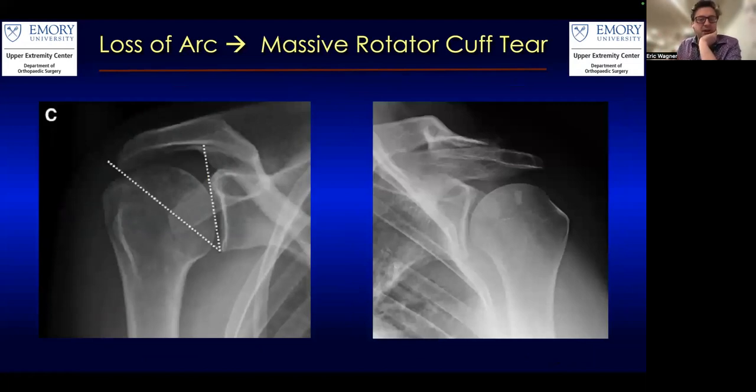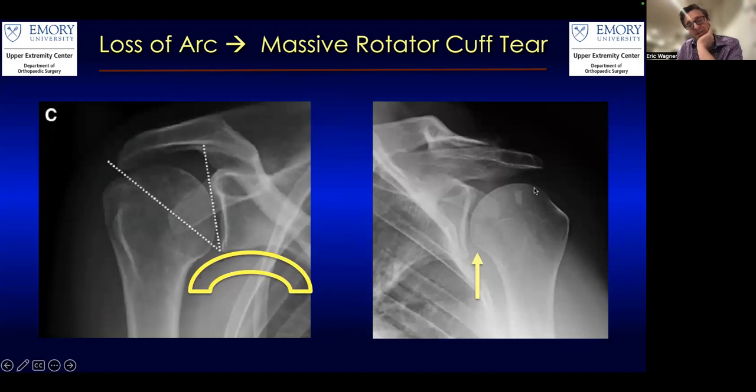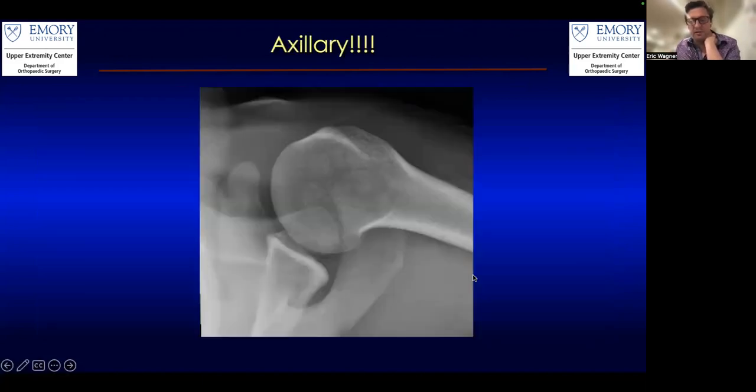And this is an important consideration when you're looking at these massive cuffs. You can see this nice arc that you see here. It's very similar to the hip, where you have a nice even arc in a good Grashey view. Well, you can see here, this patient loses the arc. Now, it's not elevated enough where the humeral head is touching the acromion. You're like, oh, this looks pretty good, but look, it's lost the arc here. So this is a massive cuff.